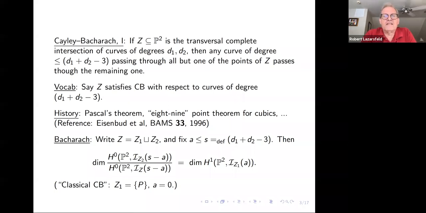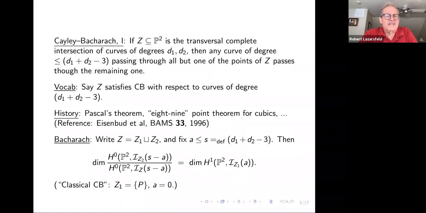And then the theorem says that if you take any curve of degree d1 plus d2 minus 3, passing through all but one of the points of Z, it passes through the remaining one as well. And just as a matter of vocabulary, I'll summarize this by saying that Z satisfies the Cayley-Bacharach property with respect to curves of degree d1 plus d2 minus 3. So any curve of this degree passing through all but one of the points of Z must pass through the remaining one.